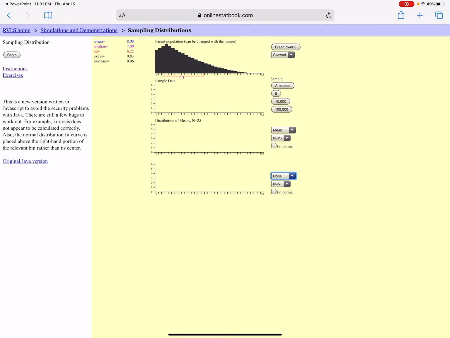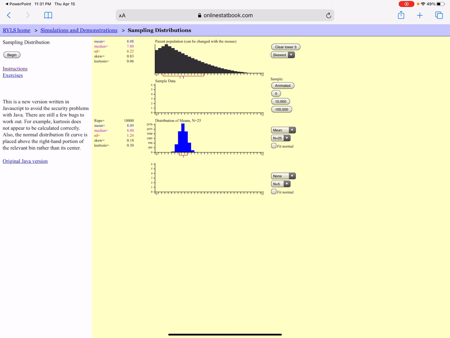So I'm going to turn that off. And we're just going to look at samples of size 25. So notice that with this skewed distribution, the mean is 8.08. I'm going to skip the whole animation and just create 10,000 samples. And you can see that even though the population distribution is skewed, the sampling distribution is unimodal and symmetric. And still, the mean of the sampling distribution is the same as, or very close to, the population mean.